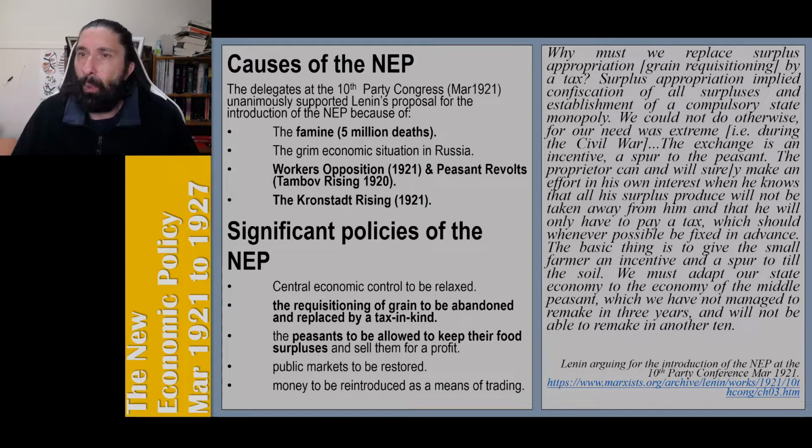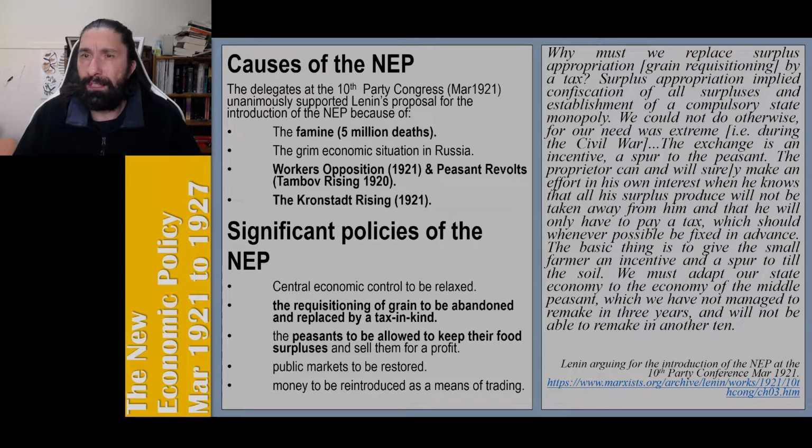And he said, why must we replace surplus appropriation, i.e. grain requisitioning, by a tax? Surplus appropriation implied confiscation of all surpluses and establishment of a compulsory state monopoly. We could not do otherwise, for our need was extreme, i.e. during the Civil War. The exchange is an incentive, a spur to the peasant. The proprietor can and will surely make an effort in his own interest when he knows that all his surplus produce will not be taken away from him and that he will only have to pay a tax which should, whenever possible, be fixed in advance.